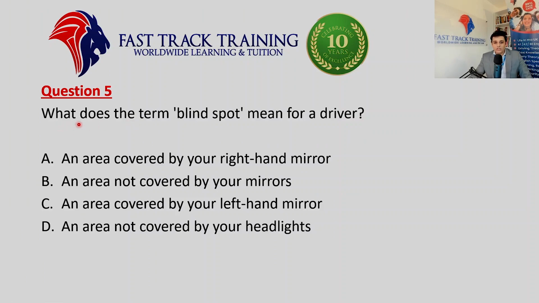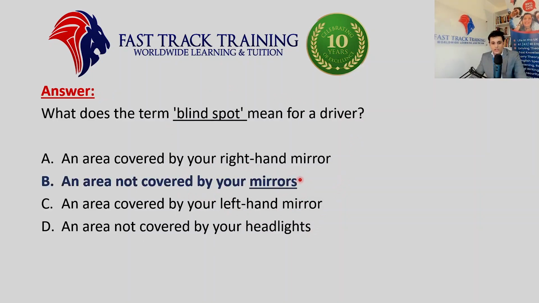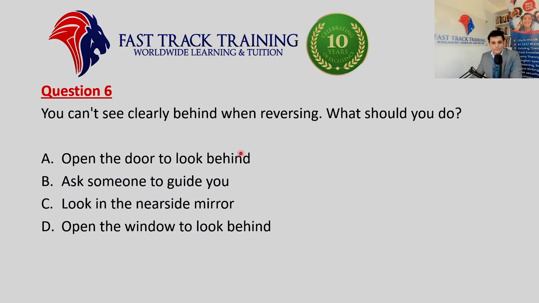Question number 5. What does the term blind spot mean for a driver? An area covered by your right-hand mirror, an area not covered by your mirrors, an area covered by your left-hand mirror, an area not covered by your headlights. So we want to look for the answer that says all your mirrors. So this is the correct one here. An area not covered by your mirrors. So a blind spot is like over your shoulder. You'll see motorcyclists checking over their shoulder looking for a blind spot. This is the blind spot here.